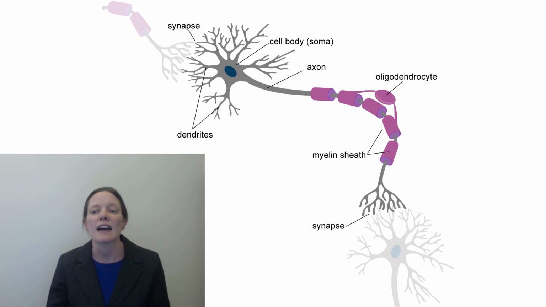Each zone contains highly specialized cellular machinery that is unique to that zone. We'll talk more about what goes on at the synaptic junction in a later video.